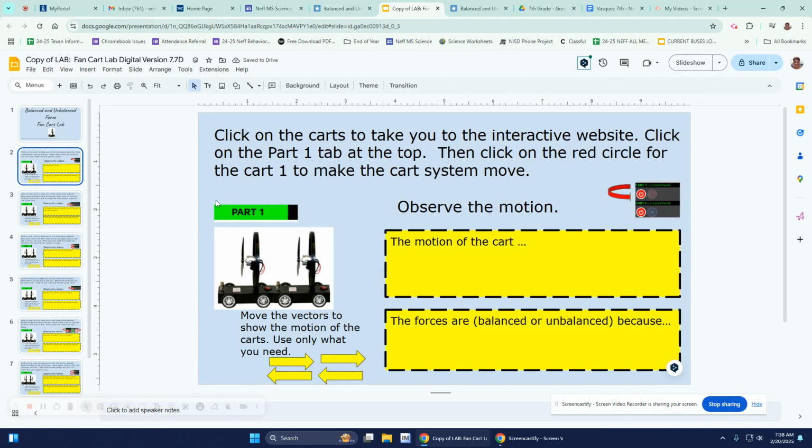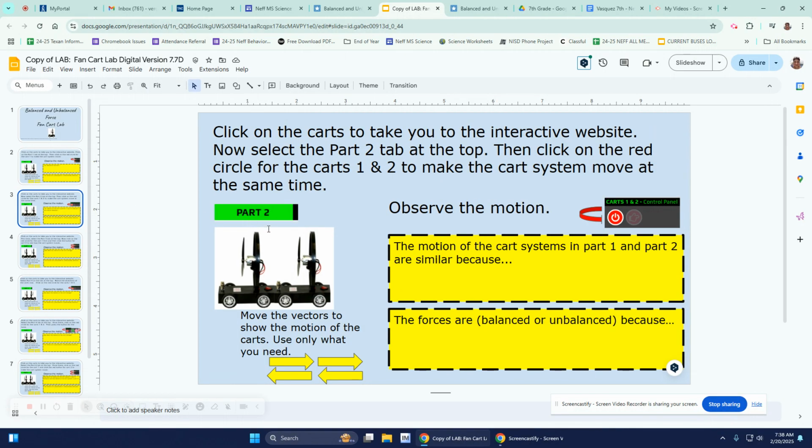If you notice, there's part 1 here on slide 2, and then slide 3 has part 2 of it. The motion of the cart systems in part 1 and 2 are similar because, explain why they're the same. You're looking at just what you see. Don't think too much into it. You're just looking at what you see.